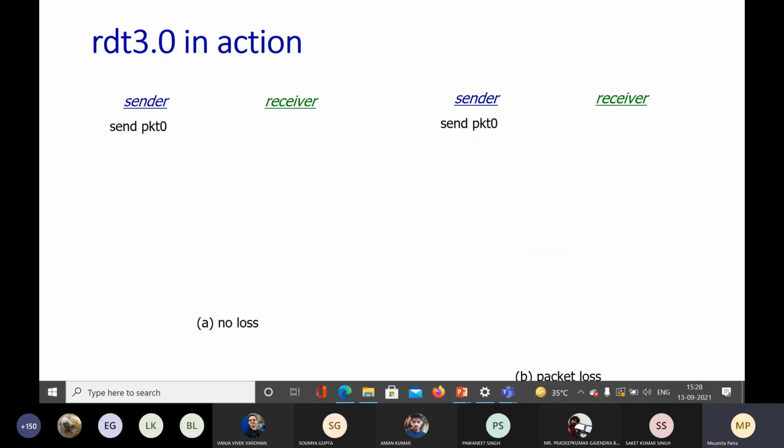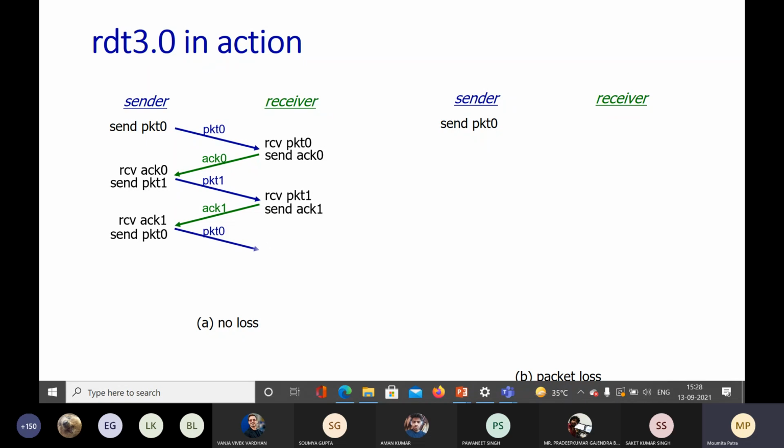Now let's be a little more clear here and see what the different cases are that can actually happen when it comes to RDT 3.0. The first case is the best case, that is, there is no loss of packets. First you send a packet with sequence number 0 and the receiver receives the packet with the same sequence number. It will simply send the acknowledgement, and the acknowledgement is also received at the sender's side. Then the sender will send the next packet with the next sequence number. Then this will go on and on.